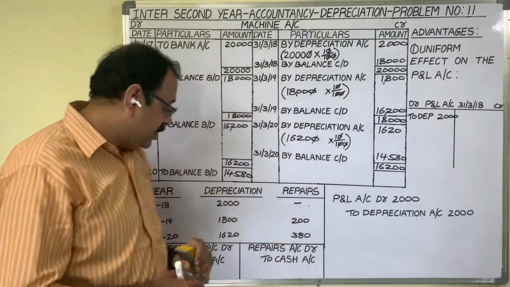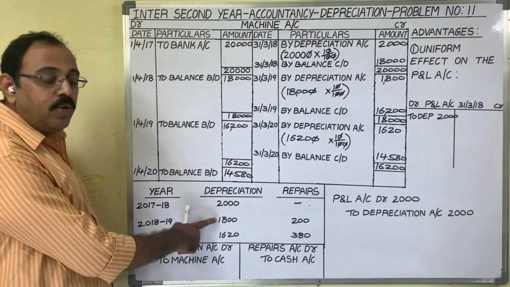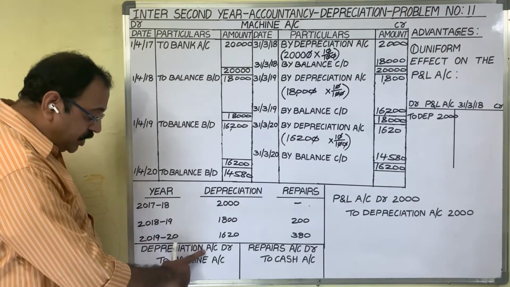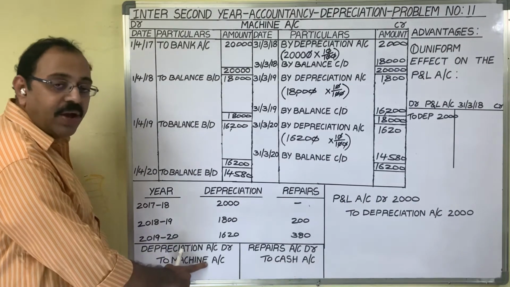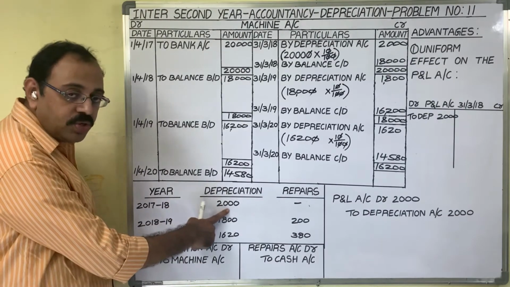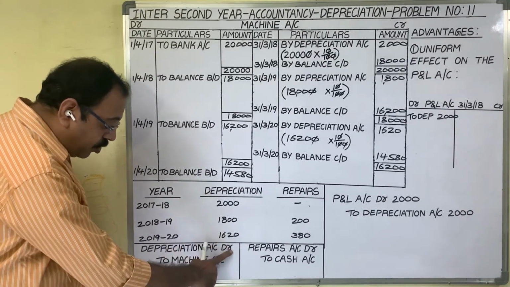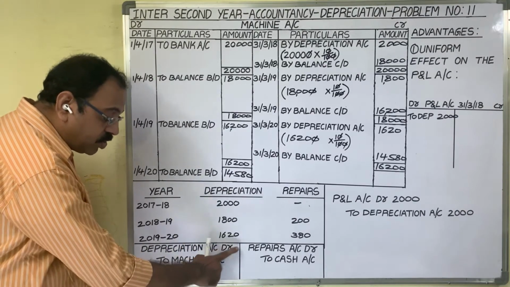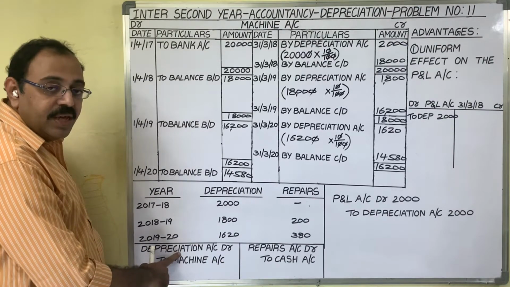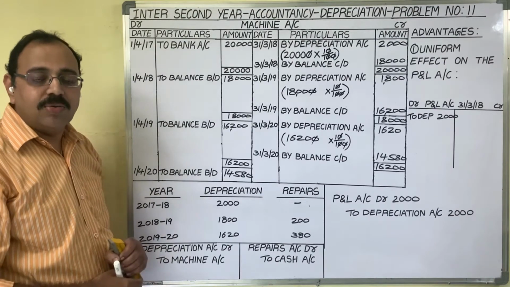Means what? See, depreciation is a loss. And to provide depreciation, every year we write depreciation account debit to machine account entry. In first year, depreciation amount is 2000 now. So for 2000 we write depreciation account debit to machine account 2000 entry. Here depreciation is a loss. Losses come under nominal accounts.